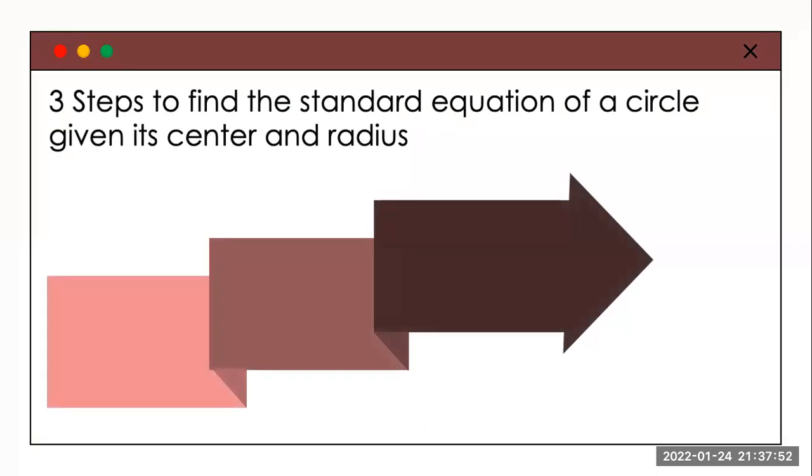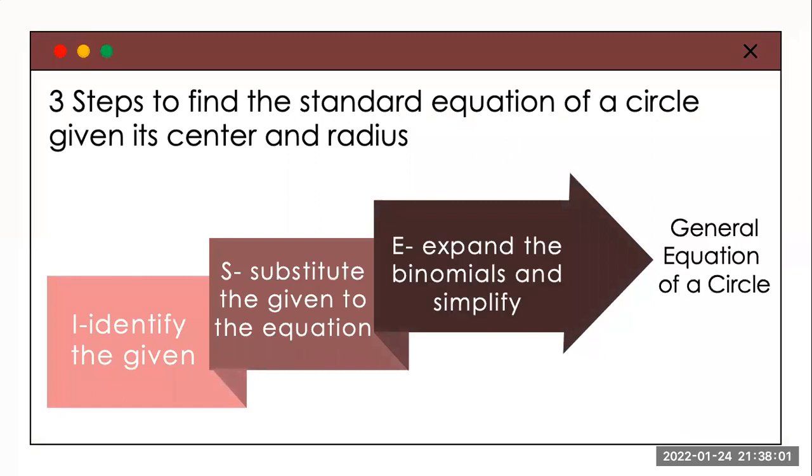So, simulan natin dun sa ayaw mag-memorize ng formula. The ISE: identify the given, substitute, and expand.